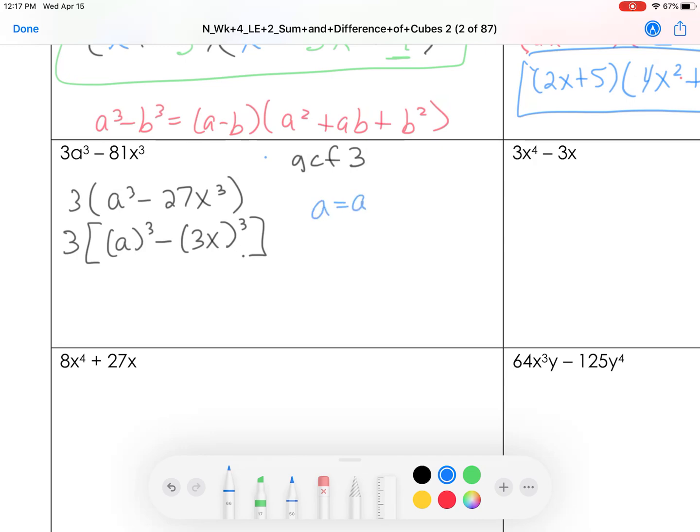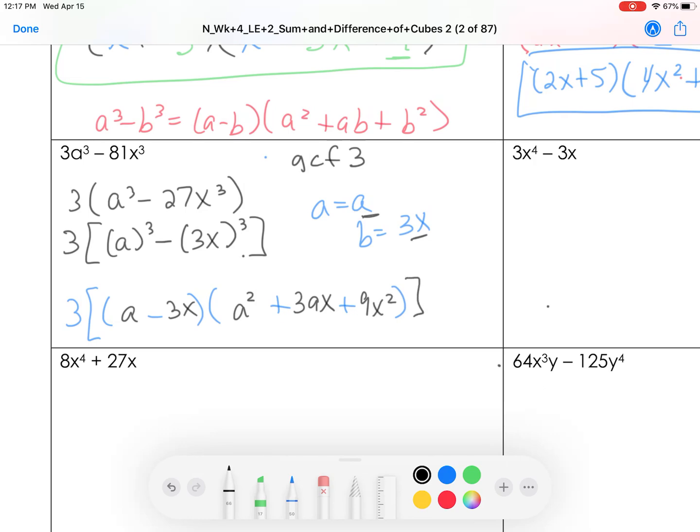So we have our a value is just a, that's kind of nice, and our b value is the 3x. So our final answer, we still have the 3 in front, and now we're going to have our formula. We've got a minus b times a squared plus ab plus b squared. So a is a, b is 3x, a squared would be a squared, a times b would be 3ax, and then b squared would be 3 times 3, 9, x times x, x squared.